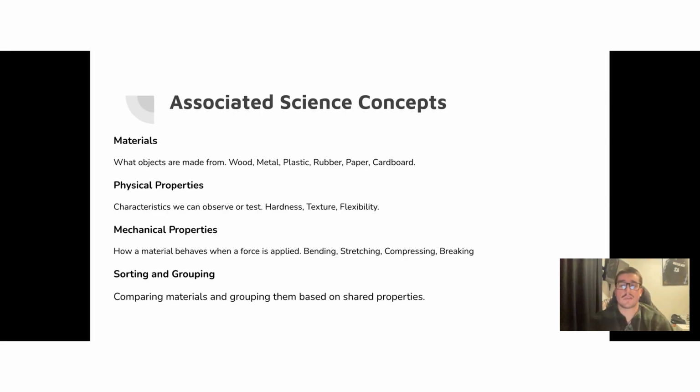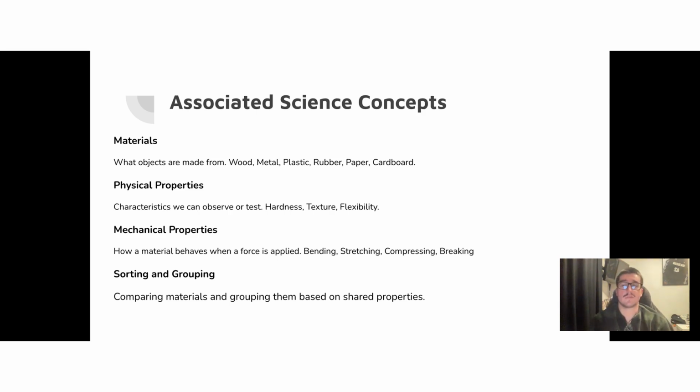There are a few key science concepts that I'll need to understand as a teacher before teaching this practice. Firstly, material is the substance that an object is made from. It is important that students understand the difference between an object and its material. For example, a spoon is an object, but that spoon could be made from metal, plastic, or wood.